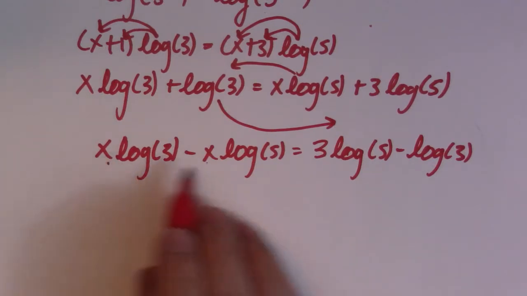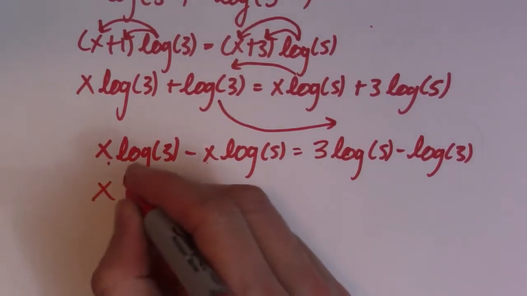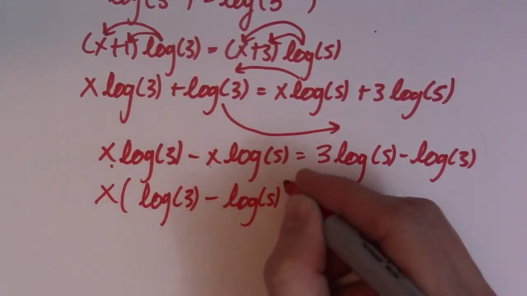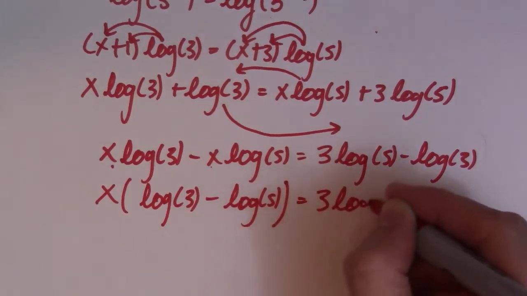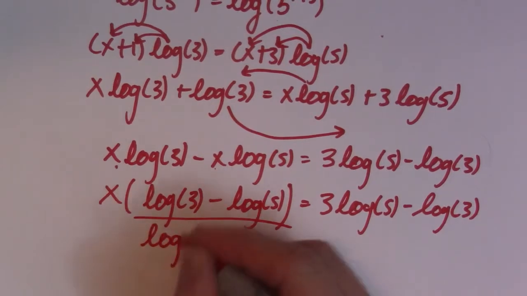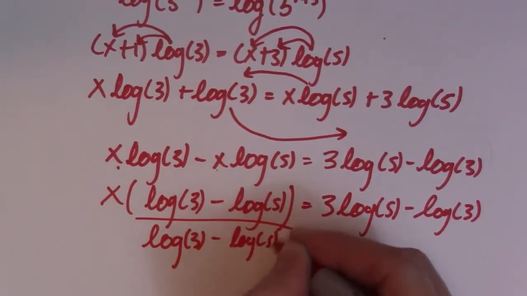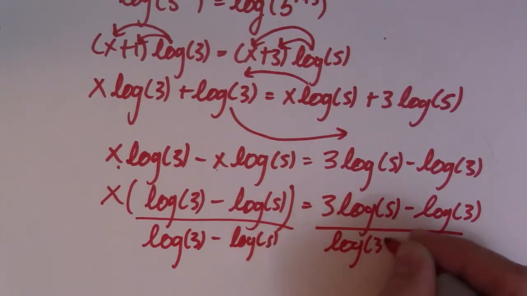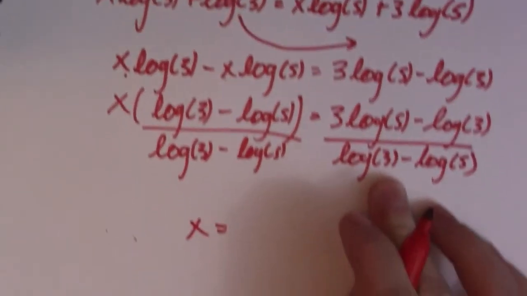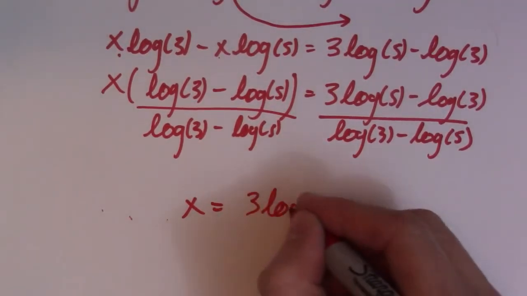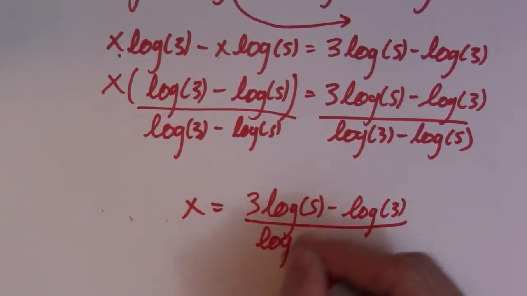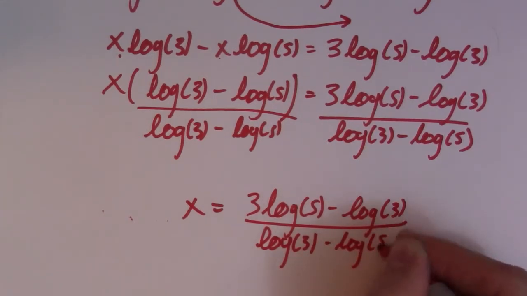So I need to factor out an x out of this side. So I factor out an x, and what I get left with is log of 3 minus log of 5, and that is equal to 3 log of 5 minus log of 3. Divide both sides by log 3 minus log 5. And we are essentially done. Just got to rewrite this side here. So I know what x is equal to: 3 log of 5 minus log of 3, divided by log 3 minus log of 5.